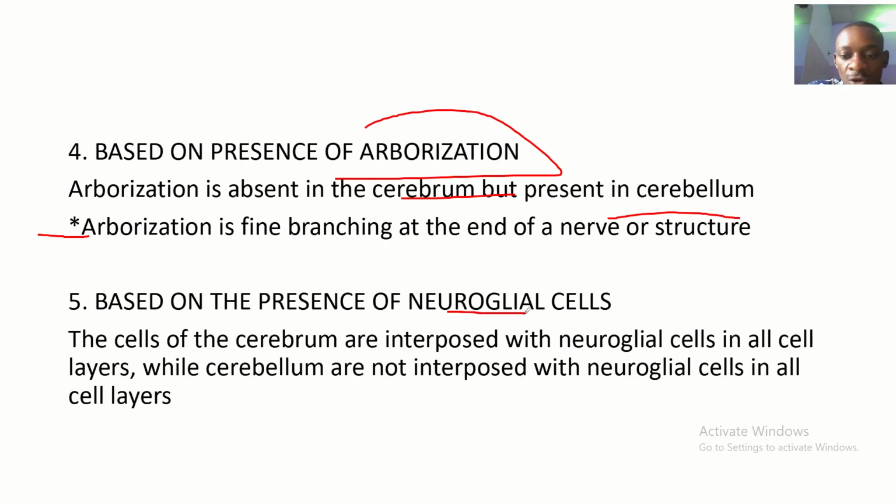How about based on the presence of neuroglia? I will say that the cells of the cerebrum are interposed with neuroglial cells in all cell layers, while the cerebellum is not interposed with neuroglial cells in all layers, just some layers.